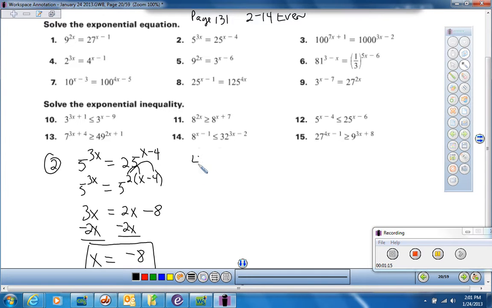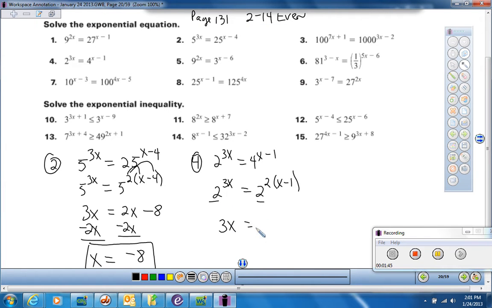Alright, for number 4, we have 2 to the 3x is equal to 4 to the x minus 1. Okay, we've got to get the same base. So we'll change this from 4 to 2 squared. So it'd be 2 to the 3x is equal to 2 squared, which is replacing the 4, and then x minus 1. Okay, now we have the same base, so we just put the exponents equal to each other.